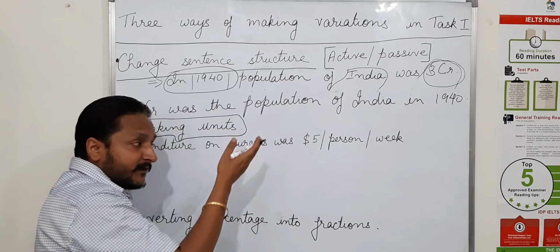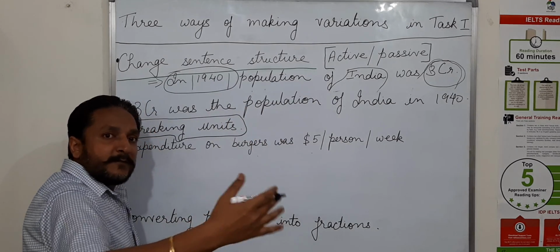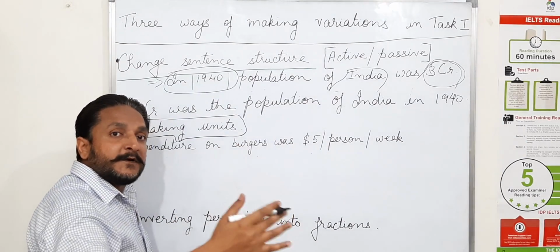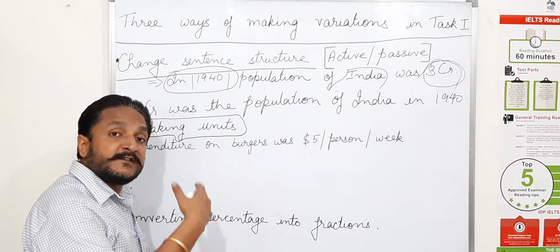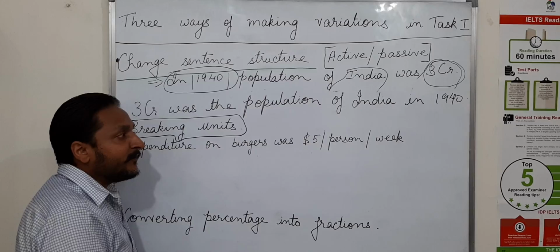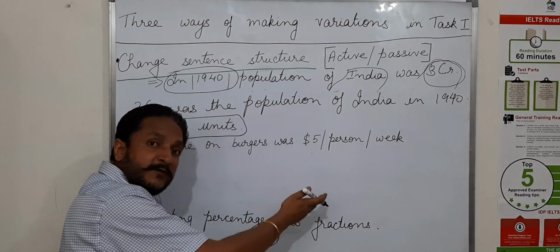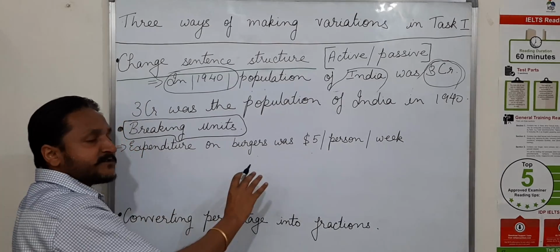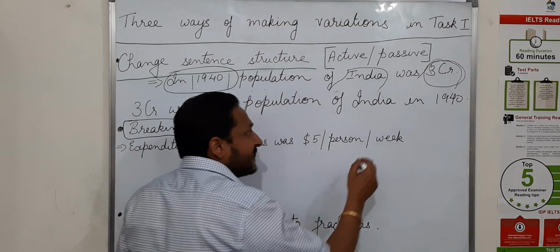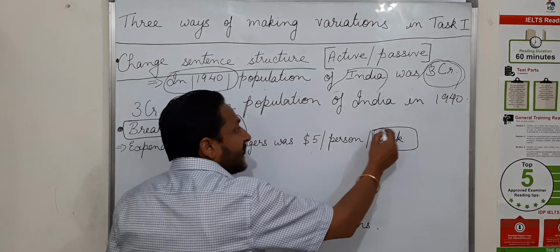So when the units of the data are in terms of "per": the speed of the car was 5 kilometers per hour. The expenditure is $5 per person per week. So what I'll do is I will break the units, and with the help of this I will bring variations in my sentence. What I will do is, in the second sentence I will not write this word week.